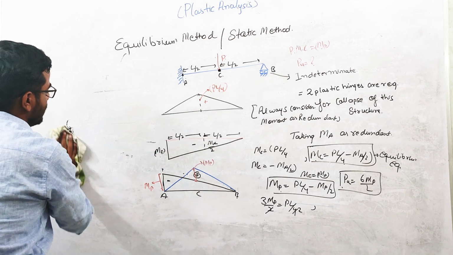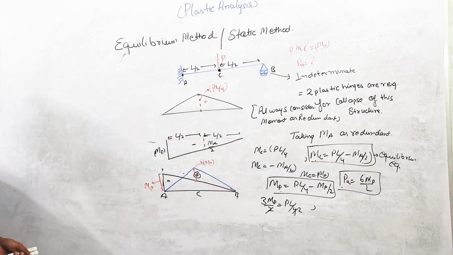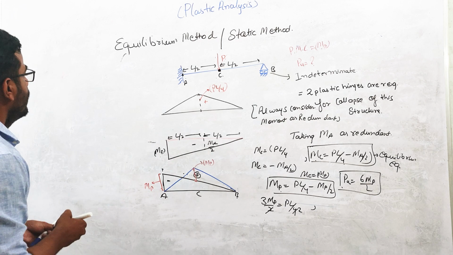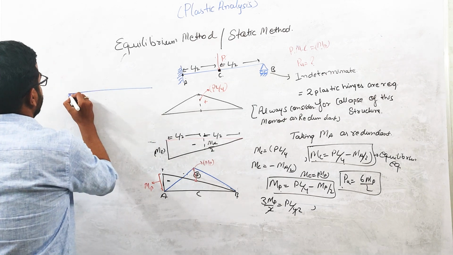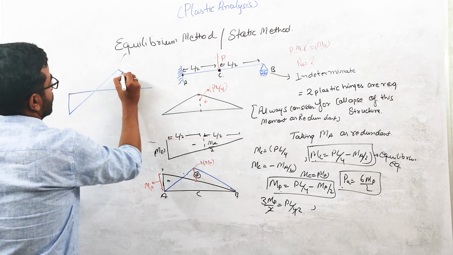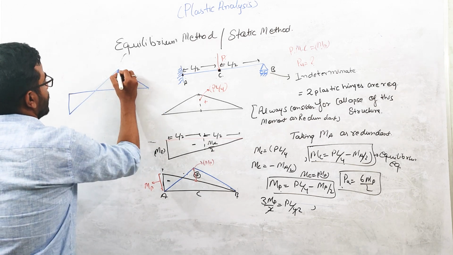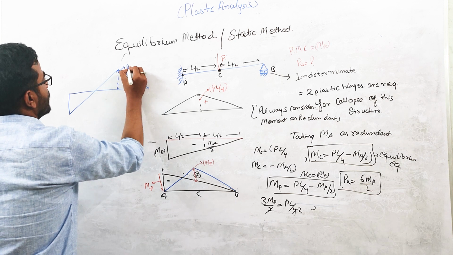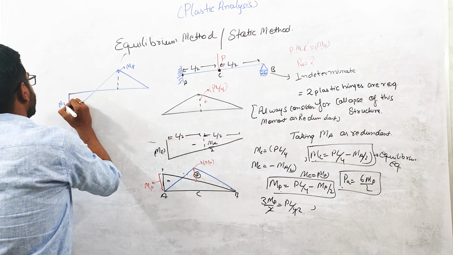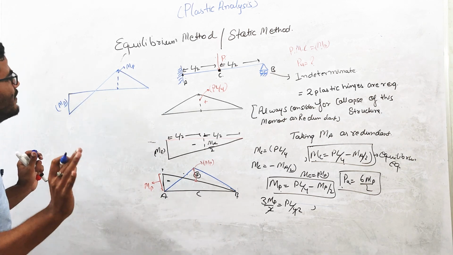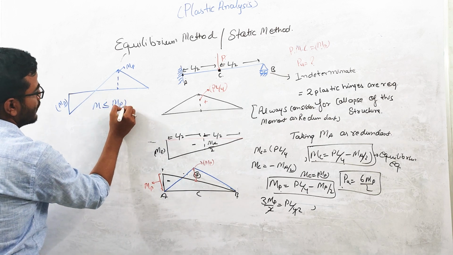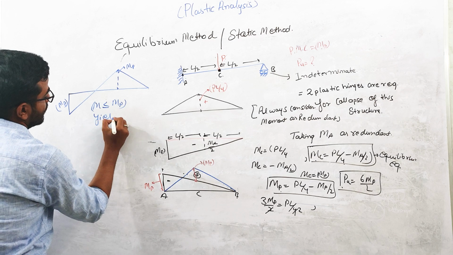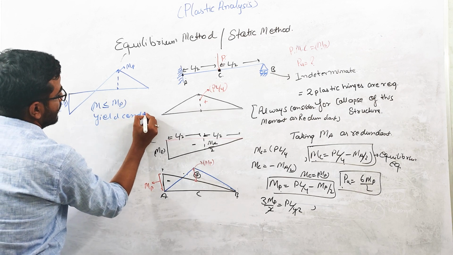For the yield condition, we should draw the bending moment diagram at the collapse. So if you draw the bending moment diagram at the collapse, it will look like this. Here this value is MP, and here this value is MP. So you can see that anywhere in this beam, the moment value is always less than or equal to MP. So the yield condition is also satisfied.